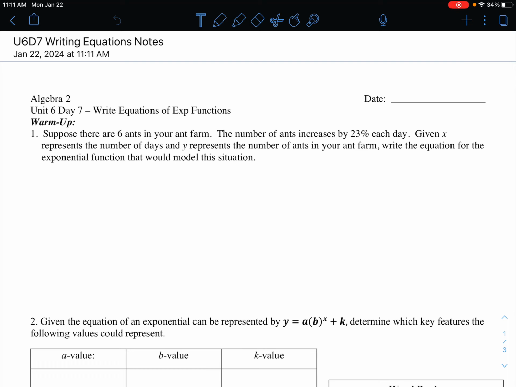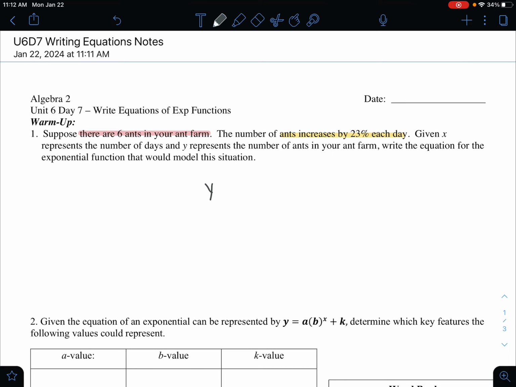All right, so for number one, it says, suppose there are 6 ants on your farm. The number of ants increases by 23% each day. Given X represents the number of days and Y represents the number of ants on your farm, write an equation.